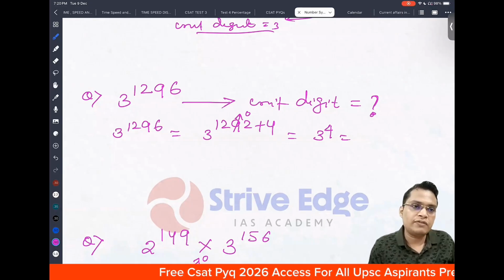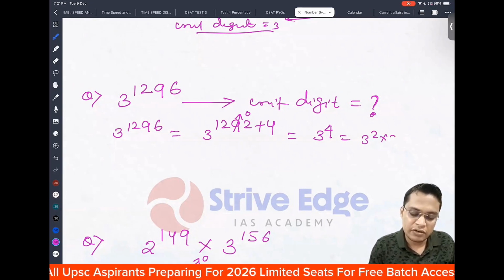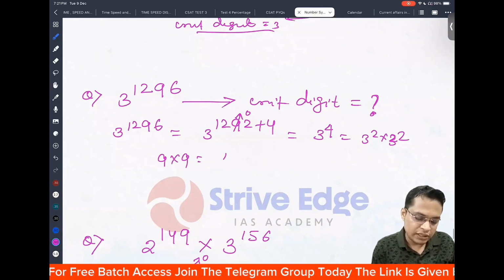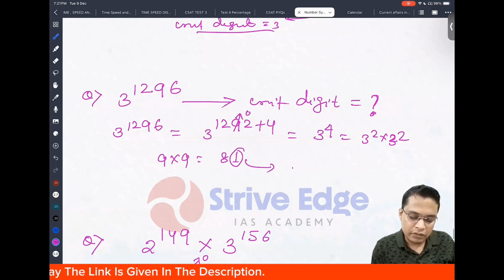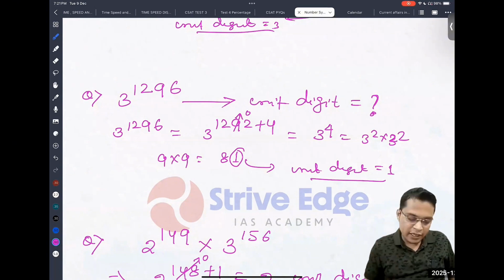So the value of 3 to the power 4, if you are not able to find that, you can write 3 squared and 3 squared, so it is 9 into 9, so it is 81. So the unit digit is 1. Okay, so the unit digit is 1. Hope it is clear.